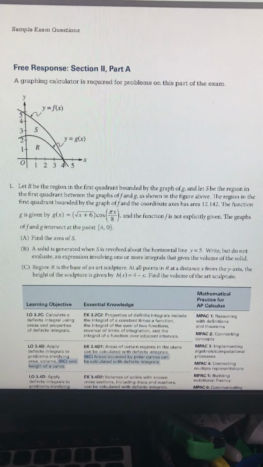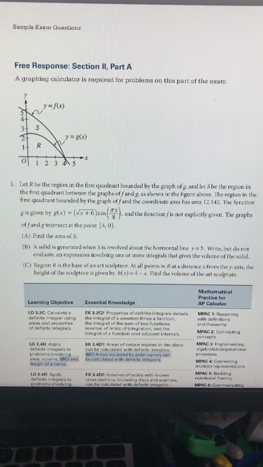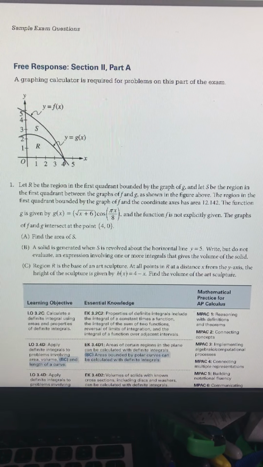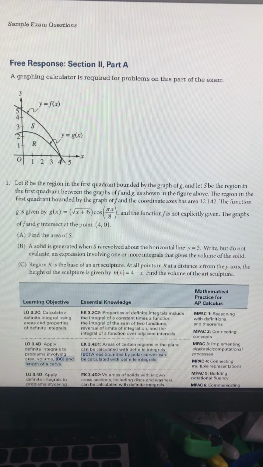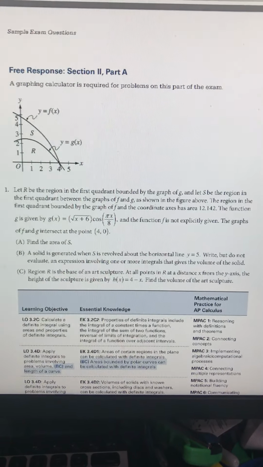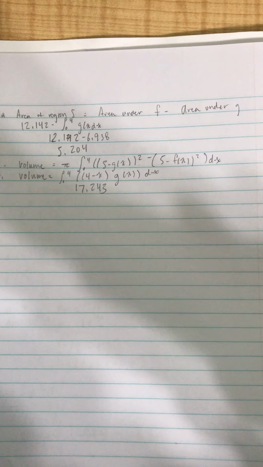And then what we do is take the area under the curve of f of x subtracted by the area under the curve of g of x. And then if we put that into mathematical notation, we can see this equation right here. Area of region S equals the area under the curve of f subtracted by the area under the curve of g.